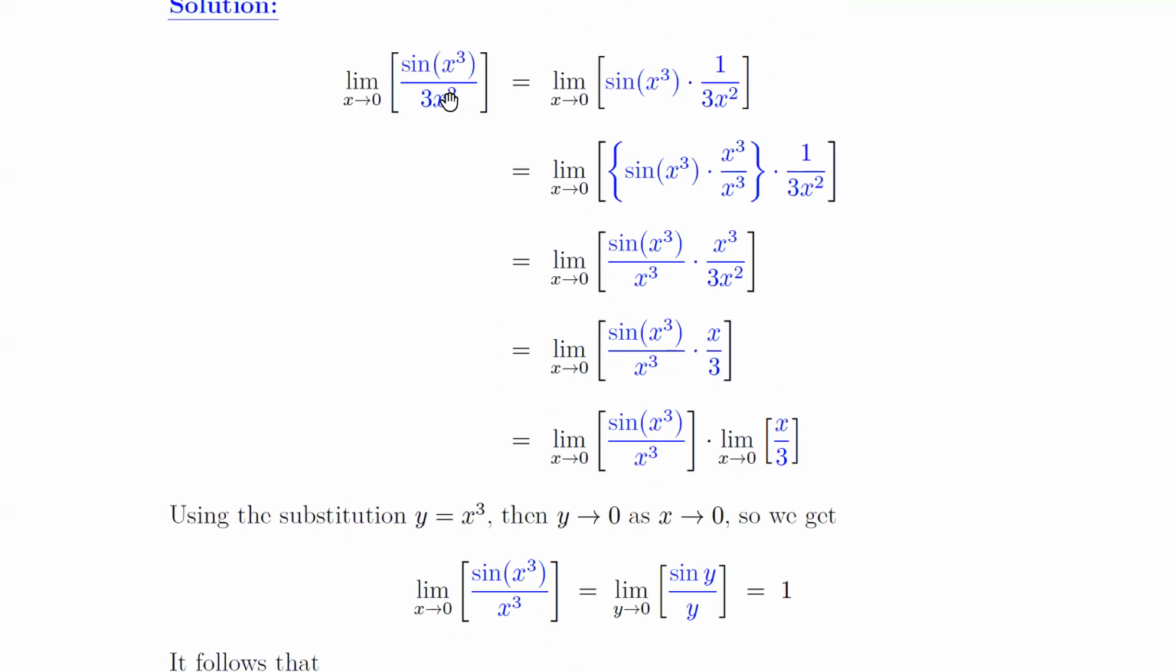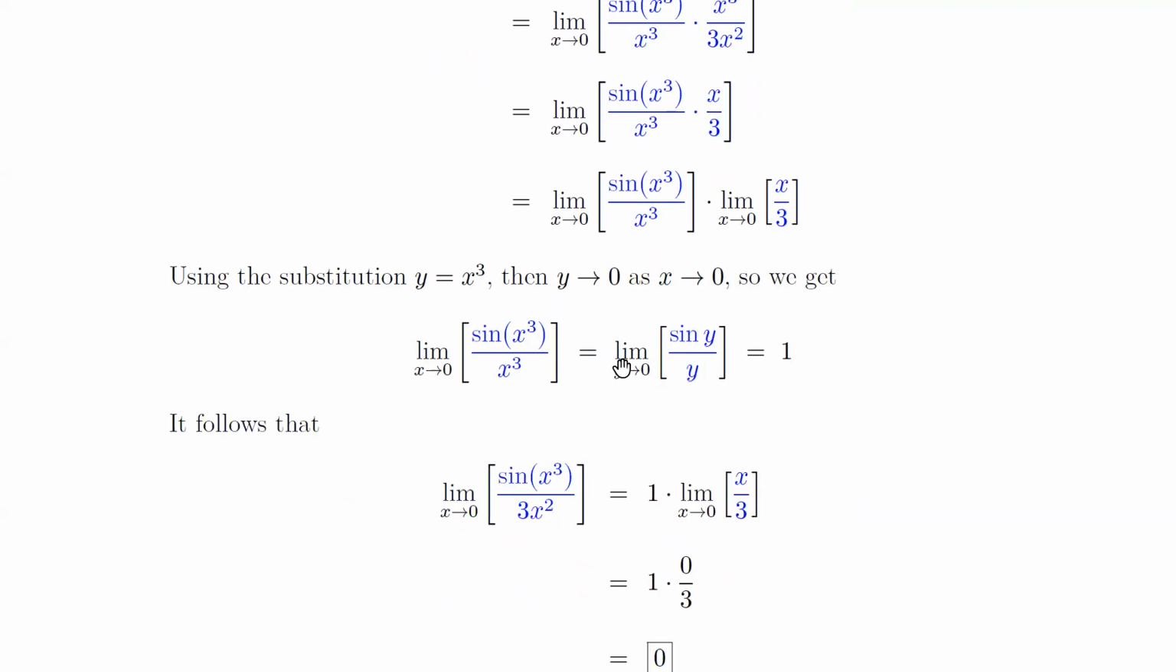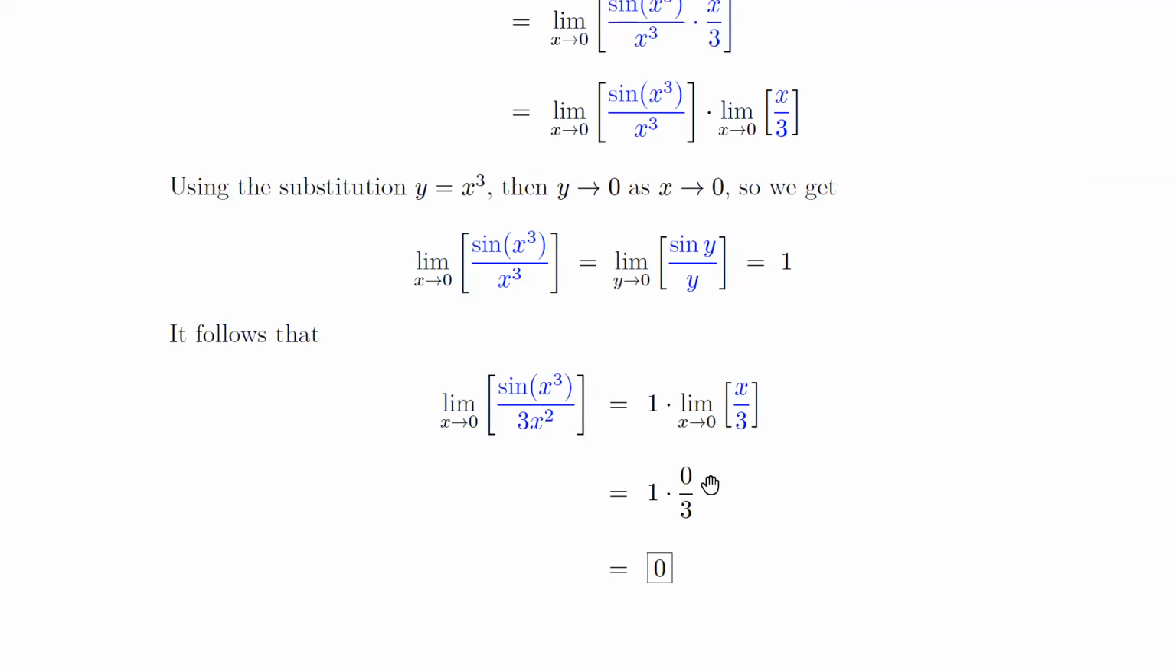So we can use that and plug it back into this. So we have that the limit of the thing we started with is equal to 1 times the limit of x over 3. Now, the limit of x over 3 as x approaches 0, that's straightforward to do. We can simply evaluate that. All right, so that's just 1 times 0. So our answer is just 0.